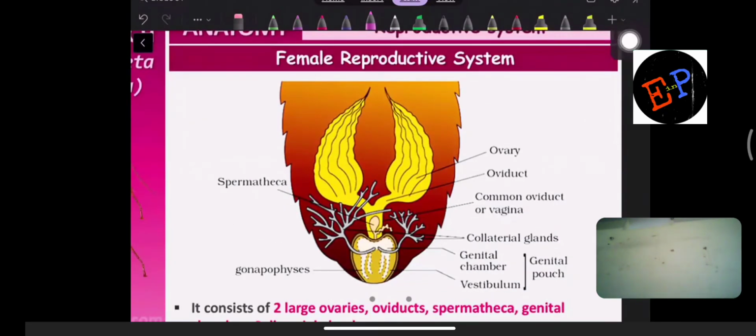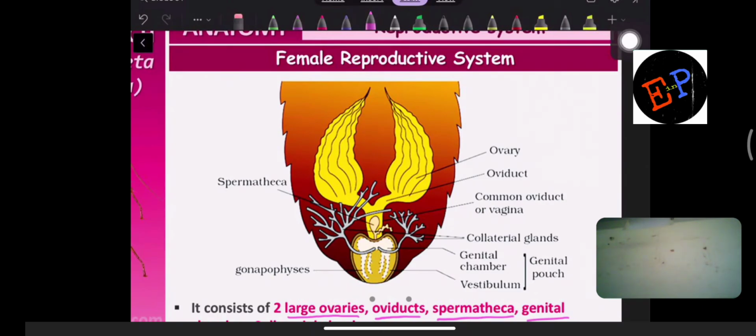Clear? Then coming to the female reproductive system. It has two large ovaries. What is the function of the ovaries here? Ovaries are responsible for producing the eggs. Eggs are produced in the ovaries. Then we have oviducts connecting to the ovaries. Oviducts are small tubes through which the eggs can travel. Then we have the spermatheca, then the genital chamber and collateral glands. So these are the parts present in the female reproductive system.